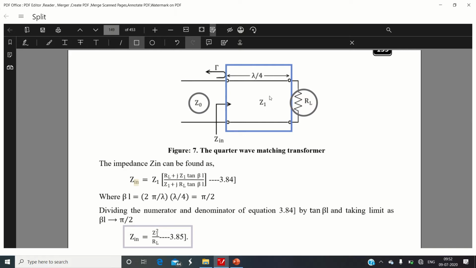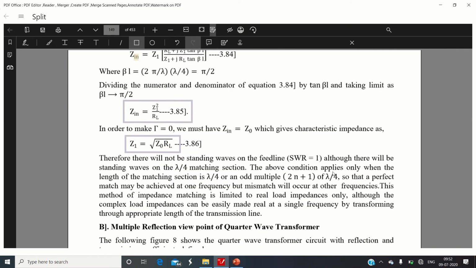The impedance of the quarter wave transformer is given simply as the square root of the product of the characteristic impedance of the transmission line and the real value of the load impedance, right? So the limitation of this quarter wave transformer is that it is limited to real values of load impedance only, and it is only applicable for single frequency operation.